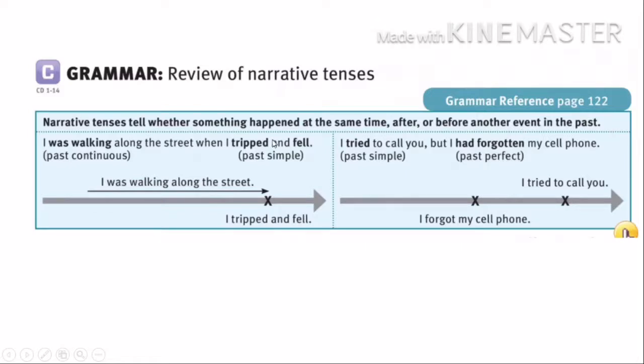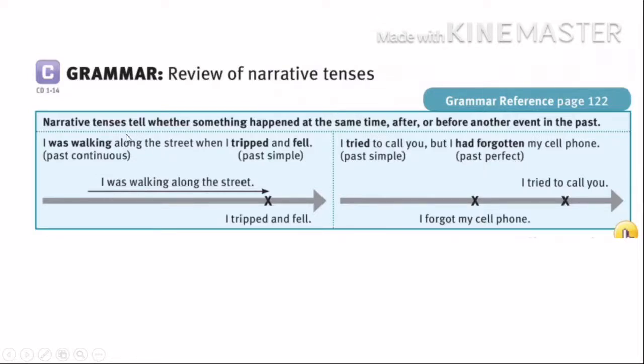Okay, this week we're gonna see past continuous and past simple. Next week we will see past simple with past perfect. Okay, so let's go to our topic this week.